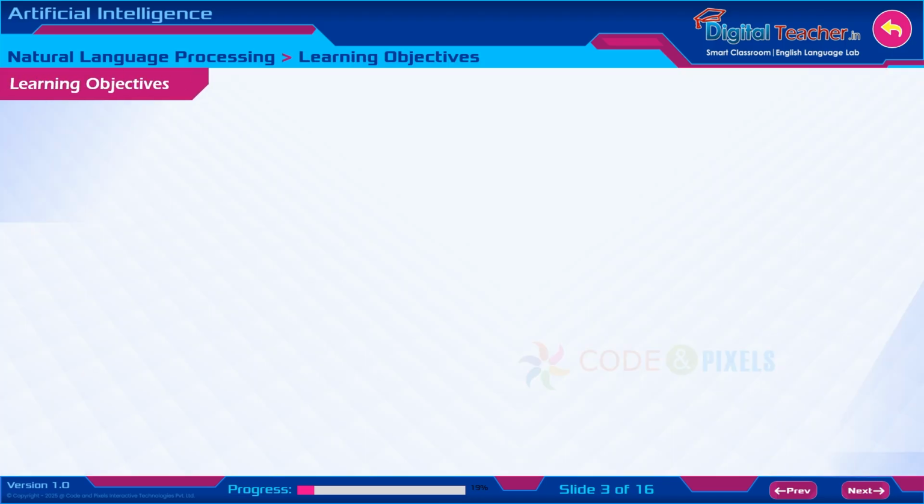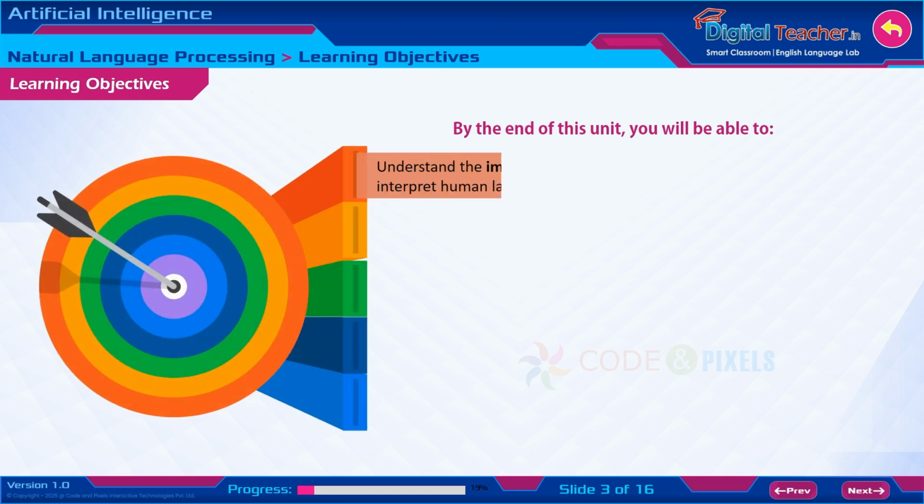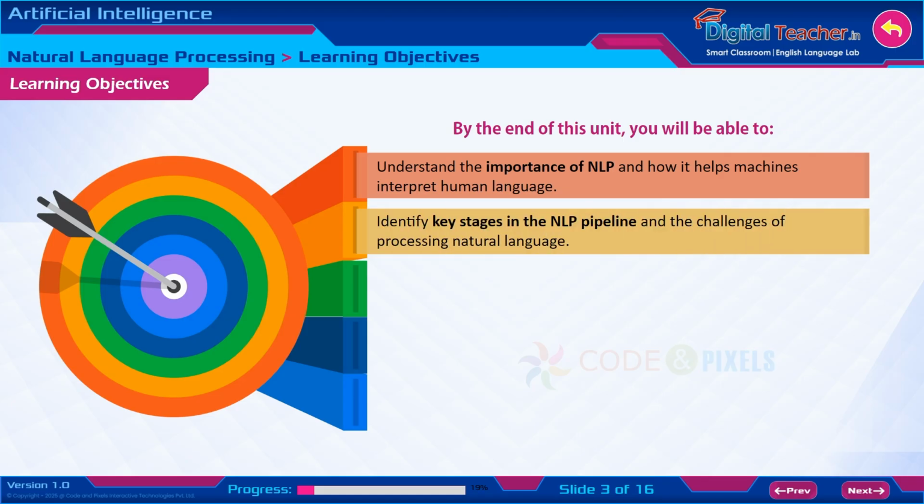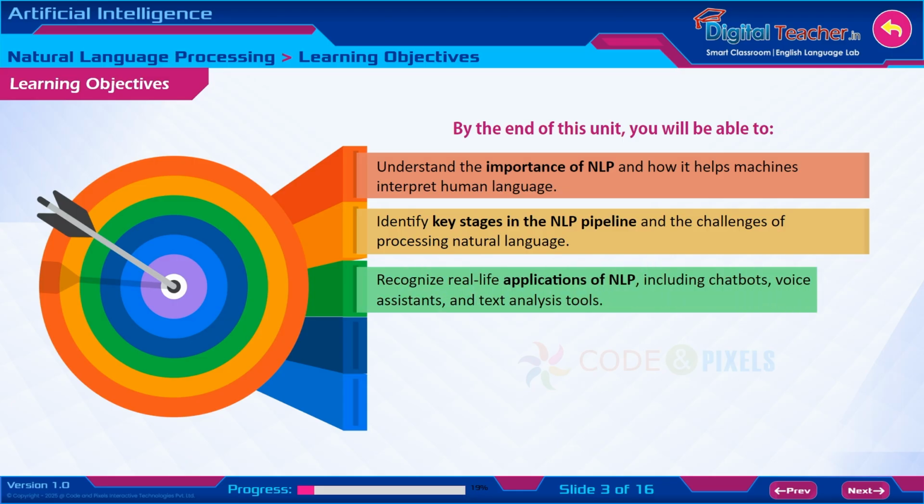Learning objectives. By the end of this unit, you will be able to understand the importance of NLP and how it helps machines interpret human language. Identify key stages in the NLP pipeline and the challenges of processing natural language. Recognize real-life applications of NLP, including chatbots, voice assistants, and text analysis tools.